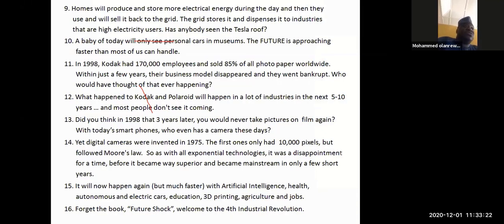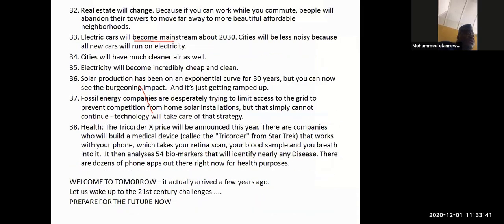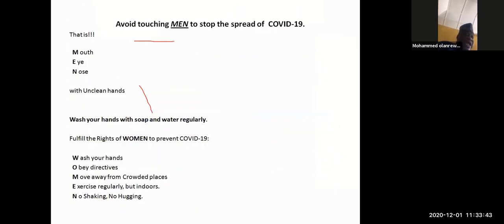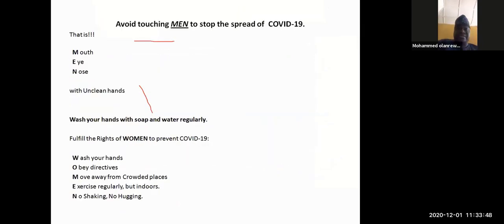Kodak some 20-something years ago sold about 85% of their photo paper worldwide within just a few years. But what we are saying is, with the Android phone now, most of that is just a thing of the past. So what I'm saying is, with science, technology, mathematics, and what have you, the future will be good. Now, what are the things? I work in modeling, especially, like I said, in COVID. Avoid touching the MEN to stop the spread of COVID. That is my message.